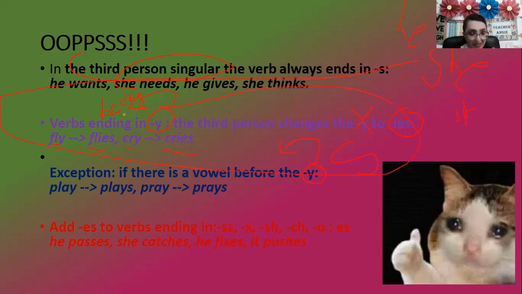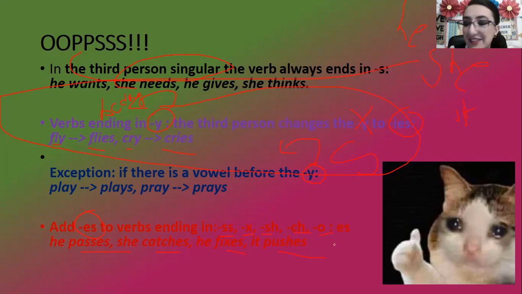And also you are going to add ES to the verbs that end with double S, X, SH, CH, or the letter O. For example, puzzles, catches, fixes, and pushes. Okay, those are the rules that we have for the conjugation of the verbs with the third person in simple present.